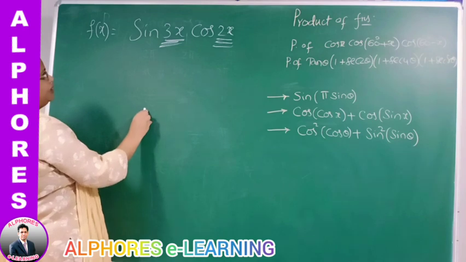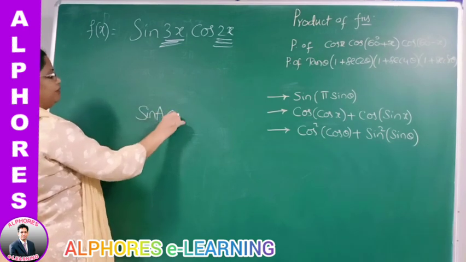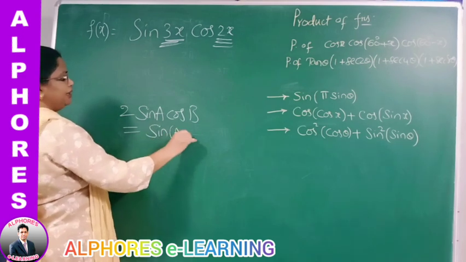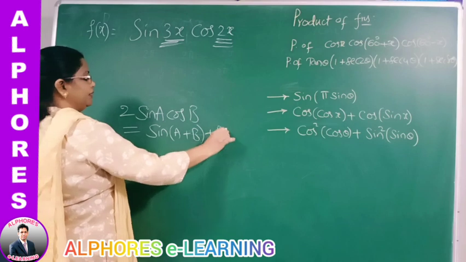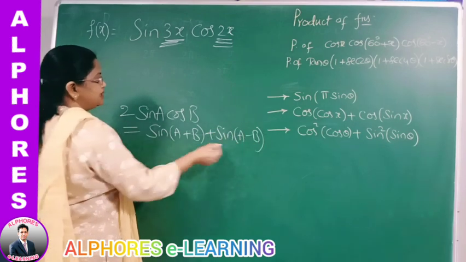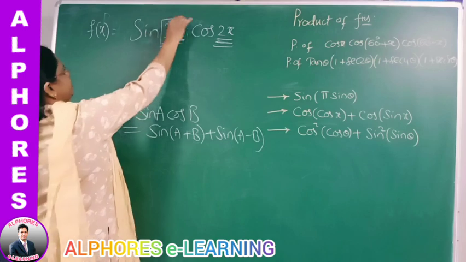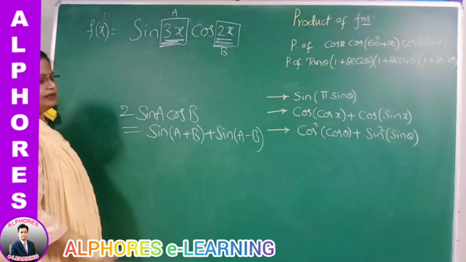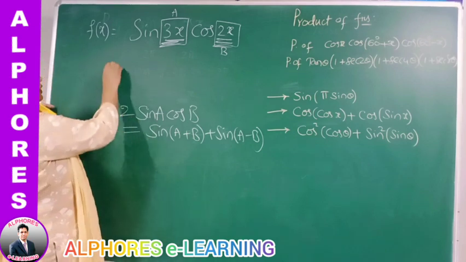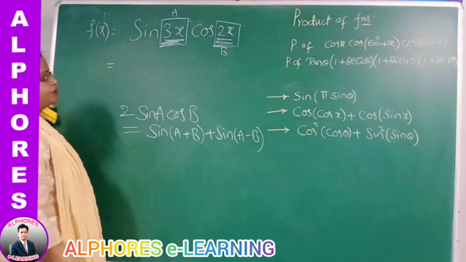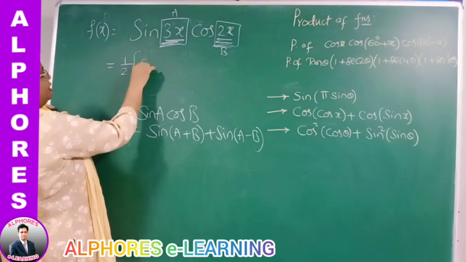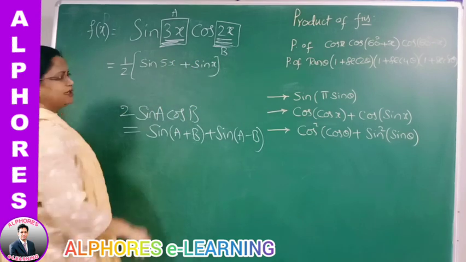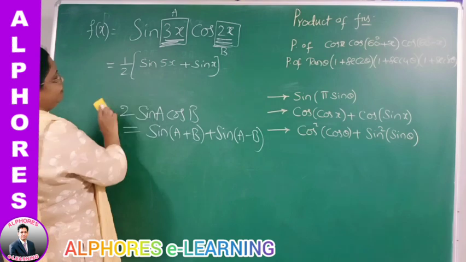So what is our formula? 2 sin A cos B is equal to sin of A plus B plus sin of A minus B. From transformation or compound angles we have this formula. Now students, this is our A and this value is our B, right? By making use of this formula you can obtain clearly half of sin of A plus B, that means sin 5x, plus sin of A minus B, that is sin x, because there is no 2 here. And now let's find the individual periods.